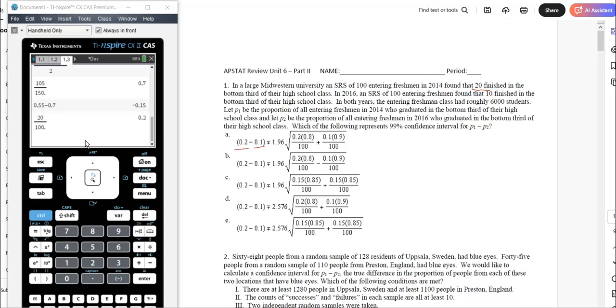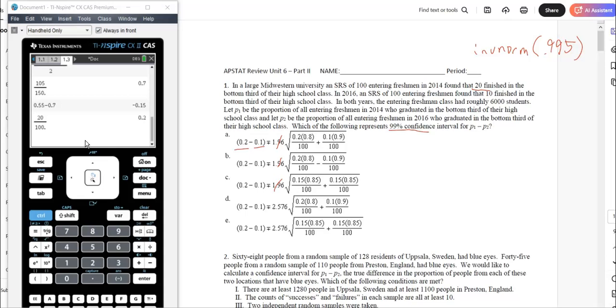So now let's look at the confidence level. It's a 99% confidence level. I know 95% is 1.96, so it's not one of these. It's got to be 2.56. You could also do inverse norm of 0.995, which should give you that 2.58 number.